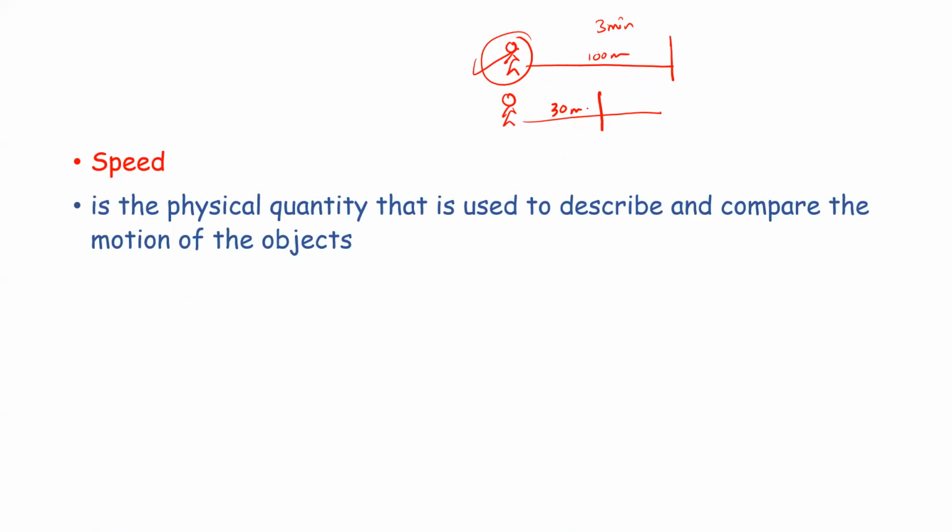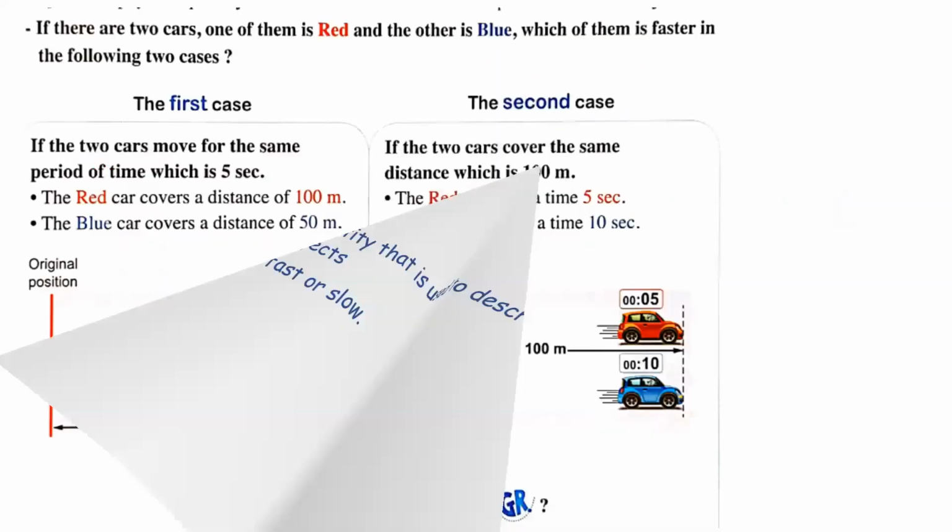So what is speed? It is a physical quantity that is used to describe and to compare the motion of objects. I can compare which one is faster than the other, which one is slower than the other. So I can say objects are either fast or slow related to their speed.